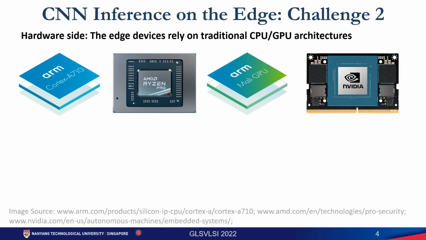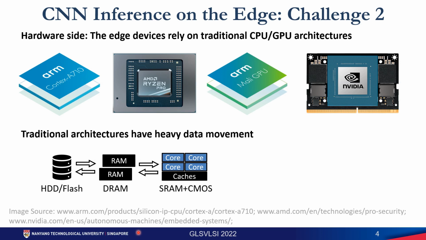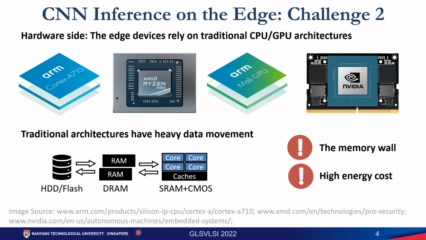Second, on the hardware side, the edge devices rely on traditional CPU-GPU architectures. Traditional architectures have heavy data movement between the disk, memory, and the processing units. The data movement between different chips brings the memory problem, and the heavy data movement brings high energy cost. Therefore, we need not only more efficient CNNs, but also more efficient hardware architectures.